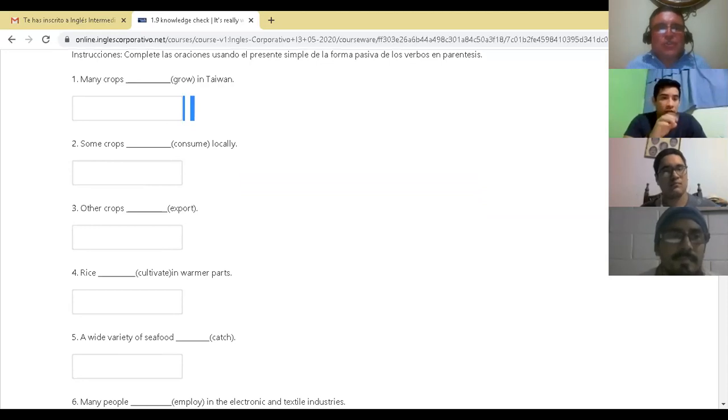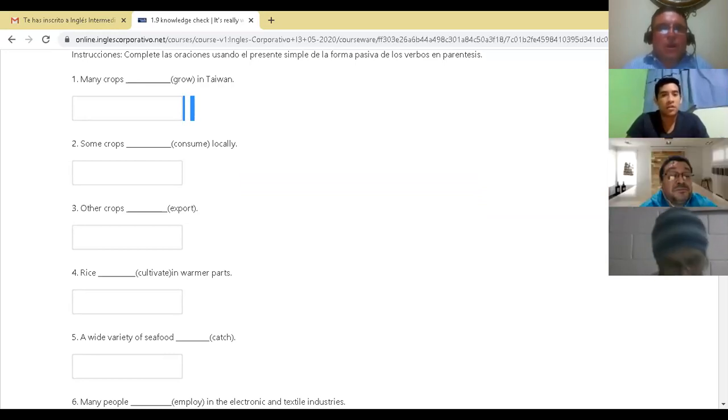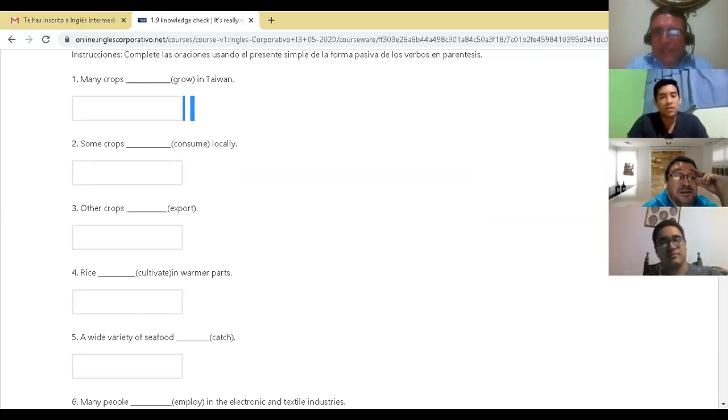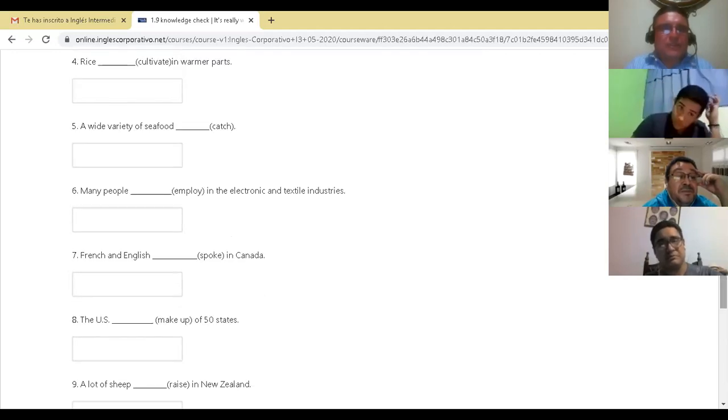What about number two? Some crops are consumed locally. What about number three? Other crops are exported. Are exported. Good. What about number four? Rice is cultivated. Very good. What about number five?